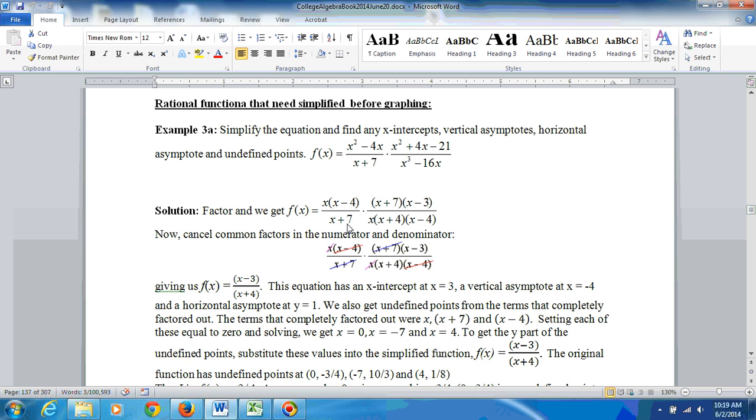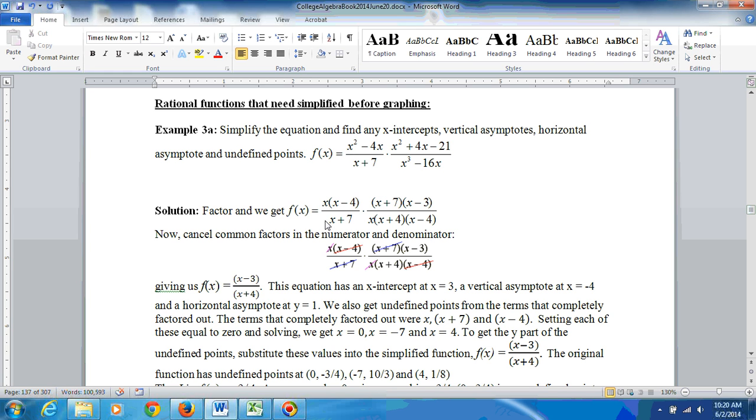Okay, these are rational functions that need simplified before graphing. So, for example, we're going to have to factor these and maybe get a common denominator if we're adding or subtracting. On 3a, it says simplify the equation and find any x-intercepts, vertical asymptotes, horizontal asymptotes, and undefined points for this function right here. Got to factor everything.